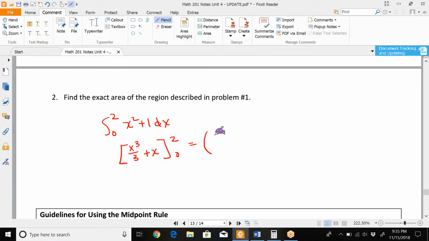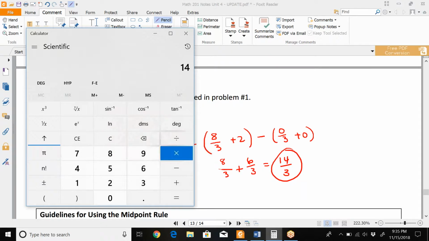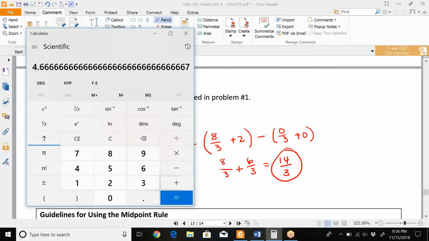So that's going to be 8 thirds plus 2, that's the first one, minus 0 thirds plus 0. So those cancel out essentially. So this is just 8 over 3, and I'm going to get a common denominator, plus 6 over 3. So that is 14 over 3. Now that's the exact answer. So if I divide that, we'll see if it's close to 5.125. And it was 4.6666. So did I do something wrong on the first one?